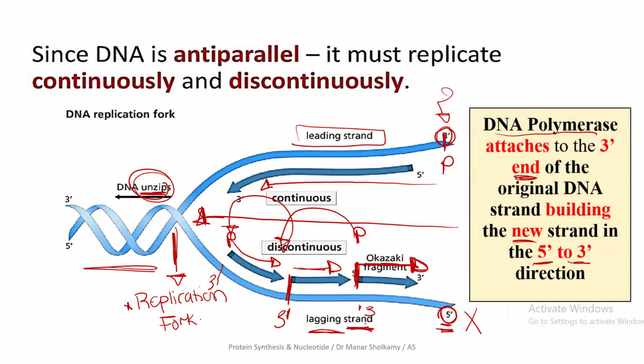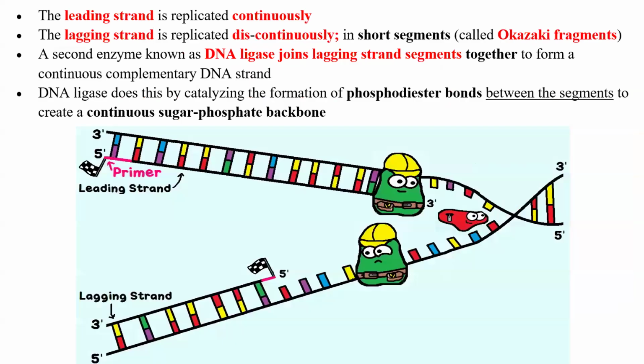After these sections are made, they will fuse together with the help of the DNA ligase enzyme. The DNA ligase enzyme, we took this name in O-level, will create the phosphodiester bonds and the sugar phosphate backbone of the sections. I hope this is better.